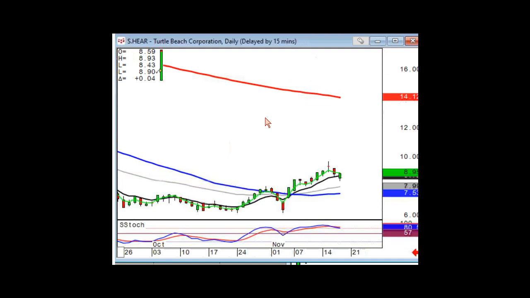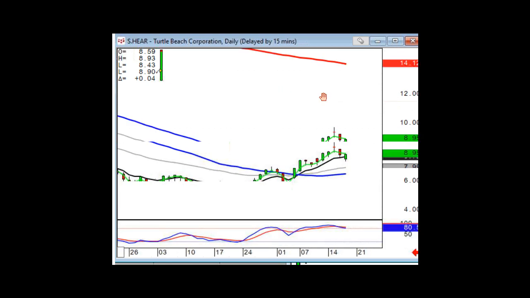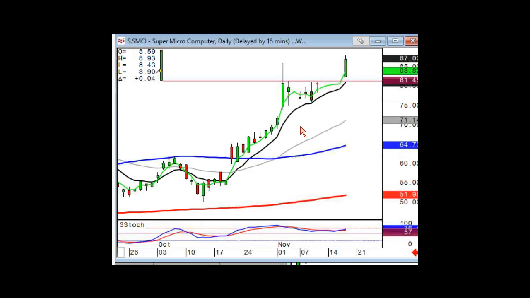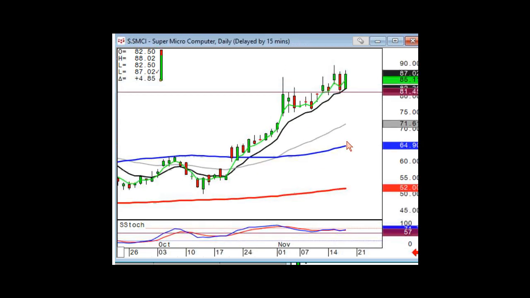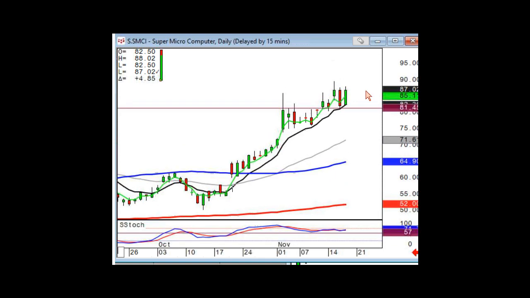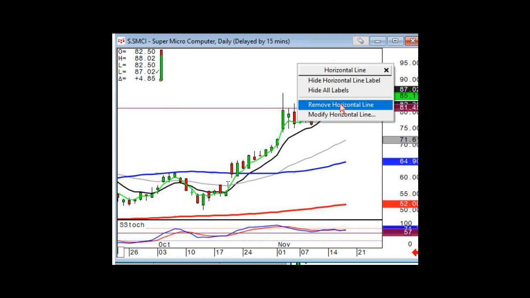Here, just stay long. So what do you want to see tomorrow? Definitely want to see it open positive and trade positive. You don't want to see it open lower and start trading lower. If it does, you close it out. You stay long on SMCI. Why? They've never been able to close it back below the T-line.